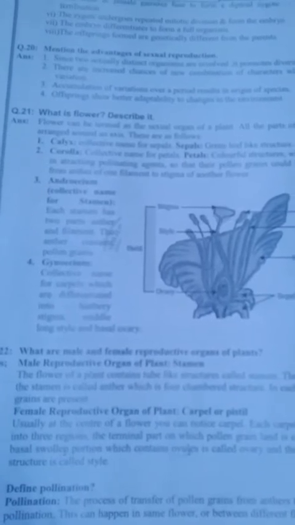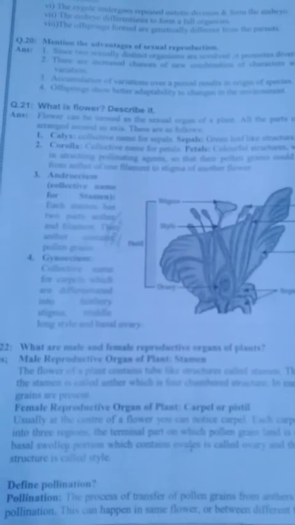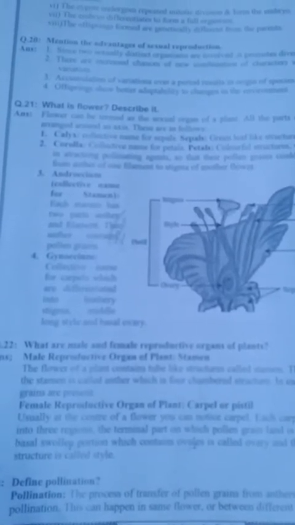Now another part is carpel. In the center of flower there is a flask-shaped organ called carpel. Carpel is the female reproductive organ of the plant. A carpel is made up of three parts, stigma, style and ovary.